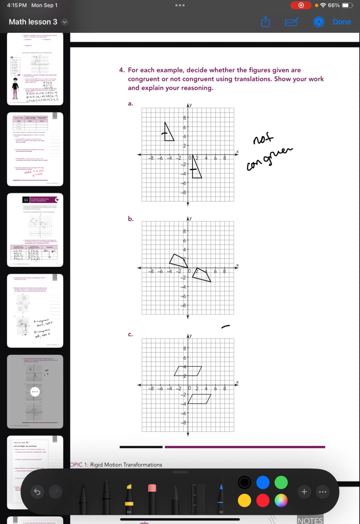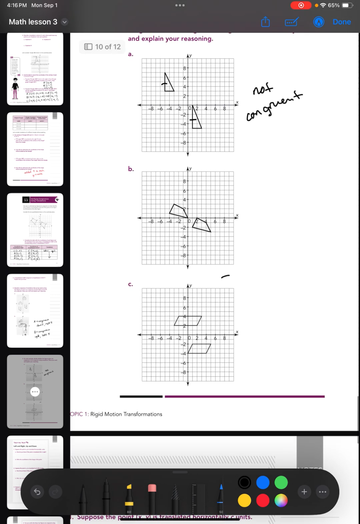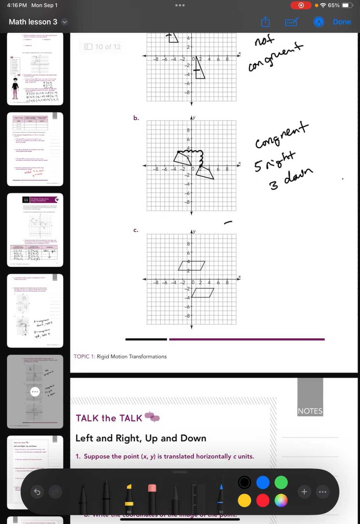For figure B, and again, I'd encourage you to pause these, try these on your own. For figure B, you're going to find they are congruent. And it's because they all did move the same amount. If you measure the difference, 1, 2, 3, 4, 5 right, 1, 2, 3 down. They all move the same, 5 right, 3 down for each vertex. And then again, you could use what I showed you on A. Yes, again, you can count corresponding points, but even notice that these corresponding sides are not the same. So it's not congruent.